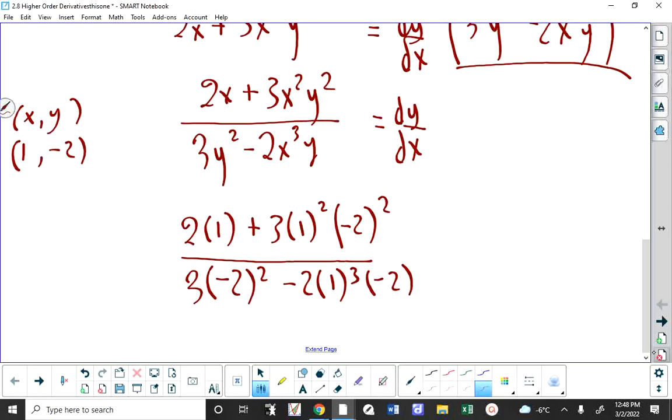On the top, I'm getting 14. Negative 2 quantity squared is 4, times 3 is 12, times the 1 squared is still 12, plus 2 is 14. On the bottom, I have 12 plus 4. I believe on the bottom I have 16, but maybe you can help me out and double check the bottom. Pretty sure it's 16. Negative 2 squared is 4, times 3 is 12. 2 times negative 2 times 1 is negative 4, and I'm subtracting negative 4. 12 minus negative 4 is 16. So this works out to 7/8 is the answer.